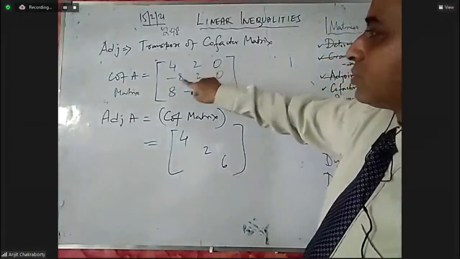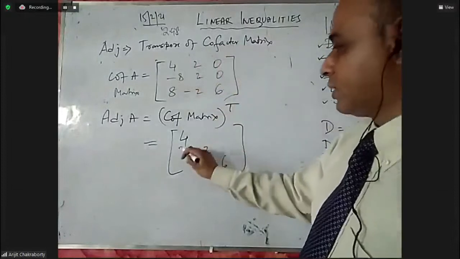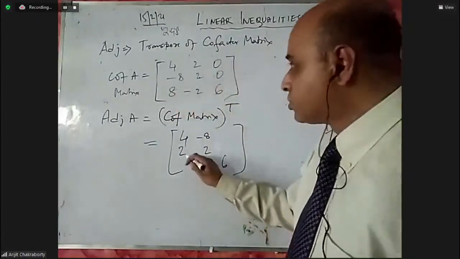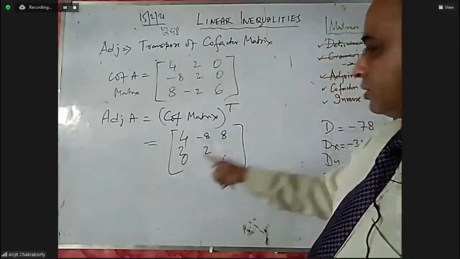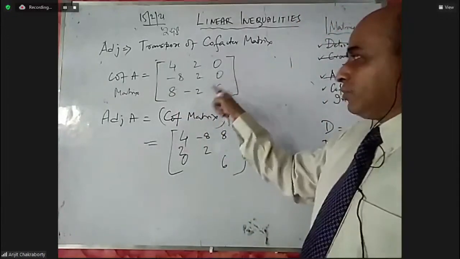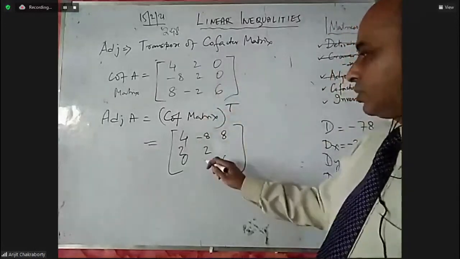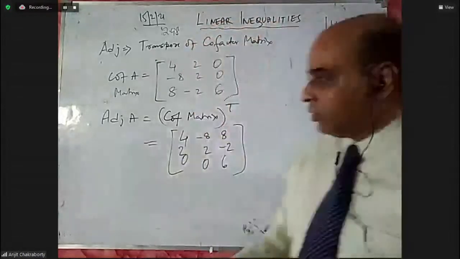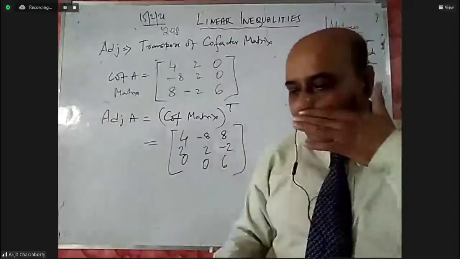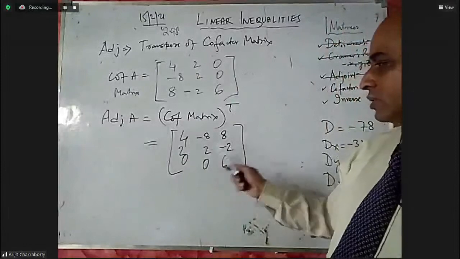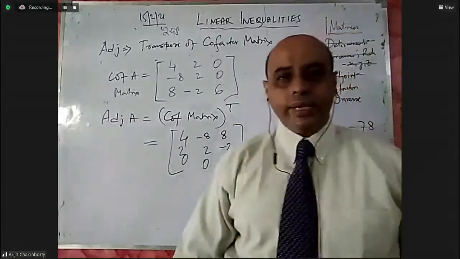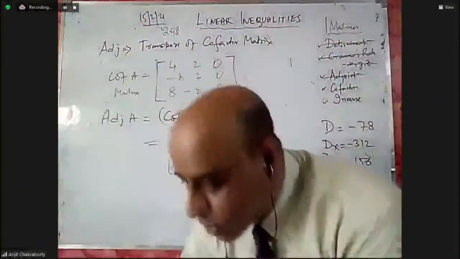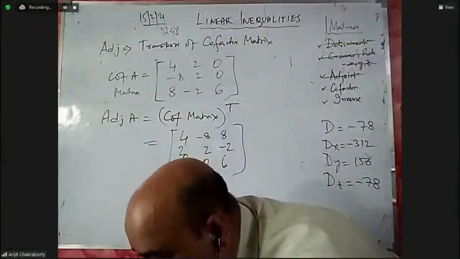This 2 comes here, minus 8 goes up. So I'll write 2 here, minus 8 goes up. 0 comes here, 8 goes up. So I put 0 here and 8 is gone up. 0 will come here, minus 2 will go up. So 0 comes here, minus 2 goes up. So we have got the answer 4, minus 8, 8, 2, 2, minus 2, 2, 2, minus 2, 0, 0, 6. So this is how we create the cofactor first, and from the cofactor we can get the adjoint.